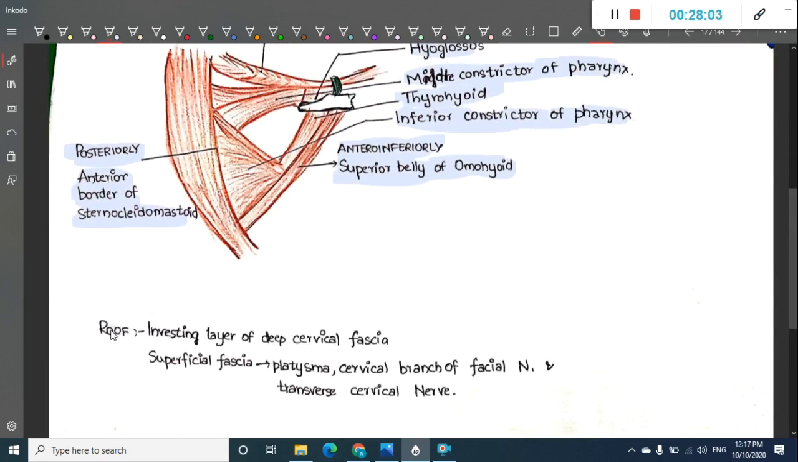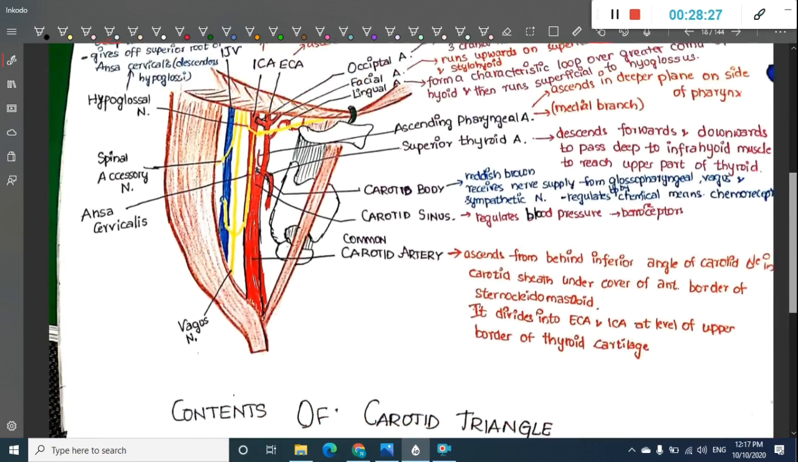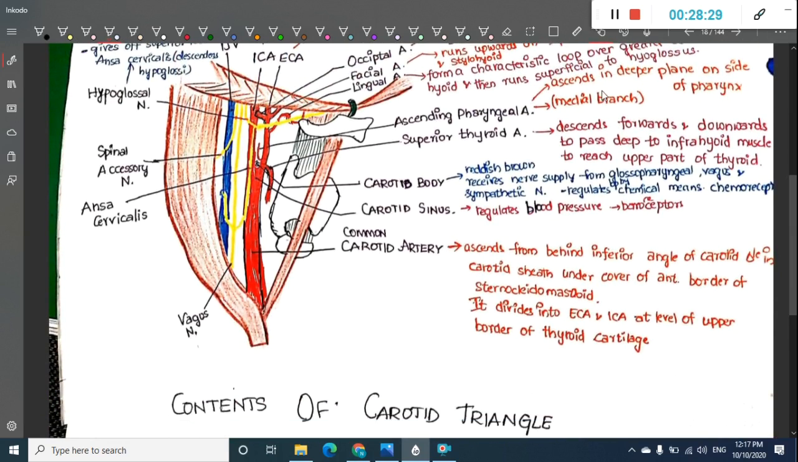Then what about the roof? Roof of the carotid triangle is made up of investing layer of deep cervical fascia. The roof also contains superficial fascia which includes platysma, cervical branch of facial nerve and transverse cervical nerve. Then if you see its contents, I know it's very tricky, so we will see only a few parts in the contents of carotid triangle.